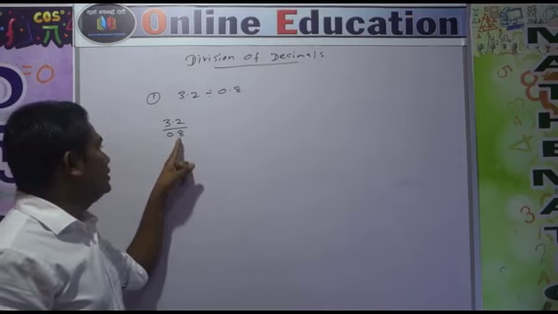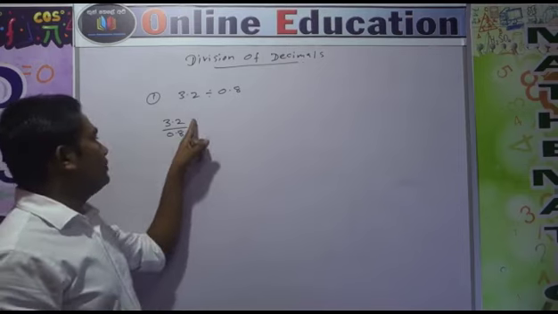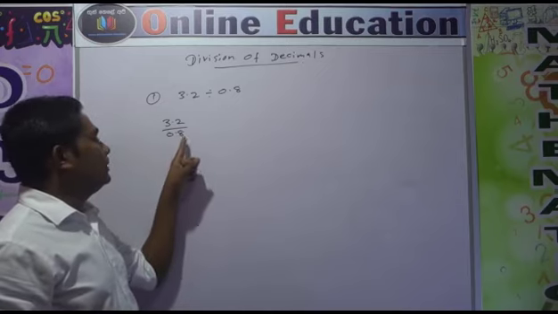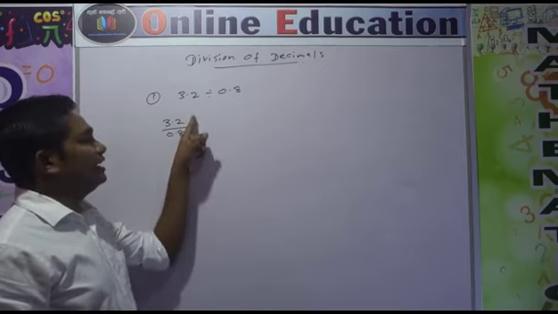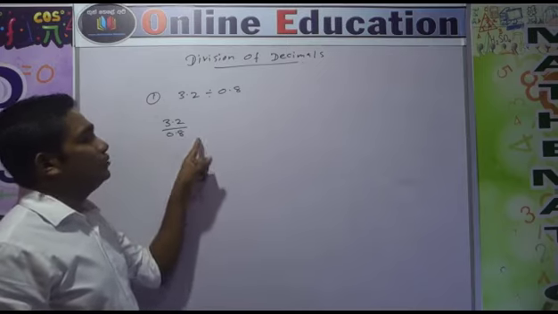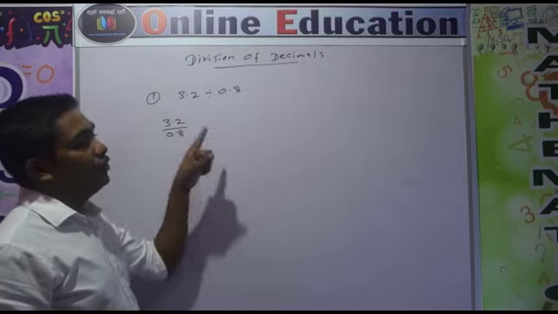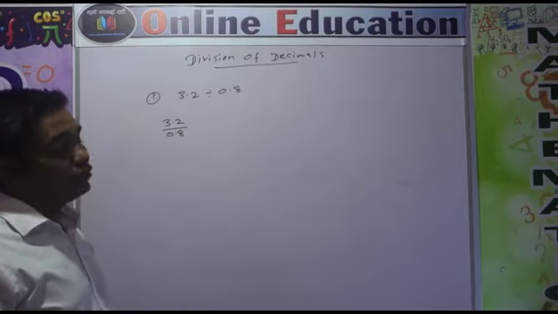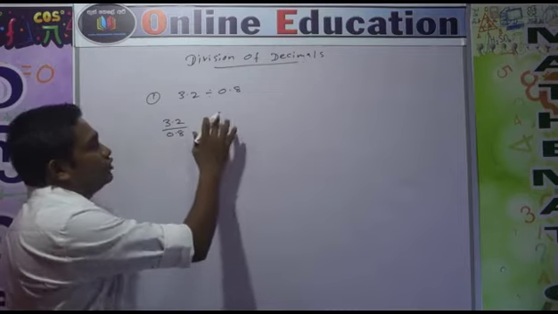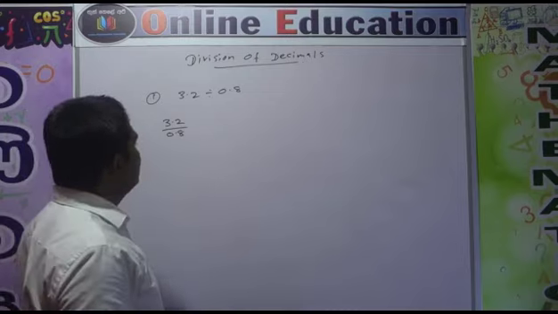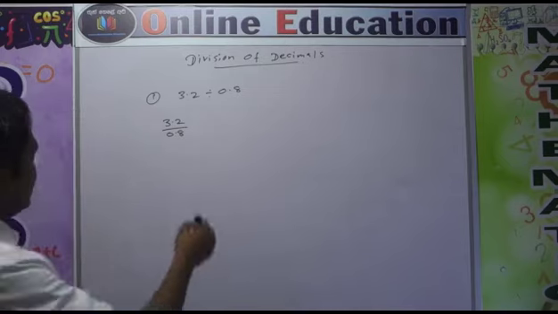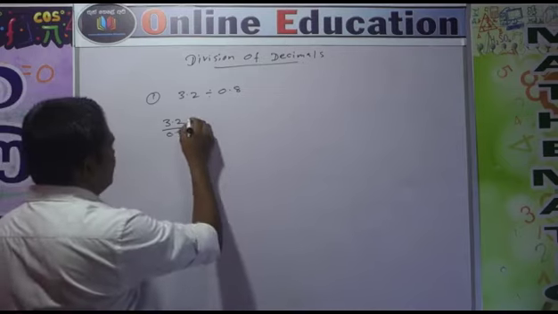If there is one decimal place, multiply numerator and denominator both by 10. If there are two decimal places, multiply both numerator and denominator by 100. If there are 3, multiply both by 1000. If there are 4, multiply by 10,000, like that. Based on the number of decimal places, you need to decide what number to multiply both numerator and denominator by. In this case, we can multiply both by 10.